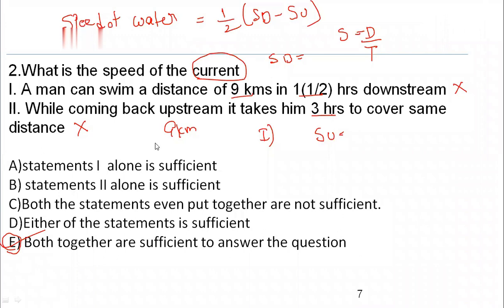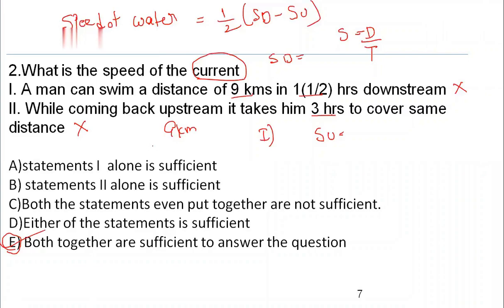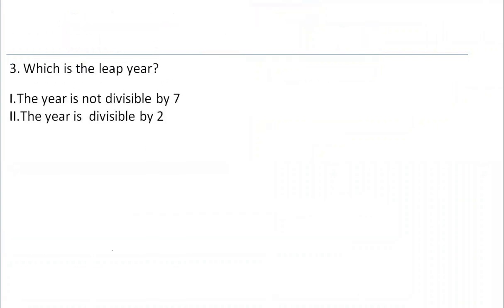Okay, let's go for the next one. Students, please don't hesitate to ask doubts. If you have any doubt, you can put it here either in the Q&A column or the chat box. Any which way is fine.